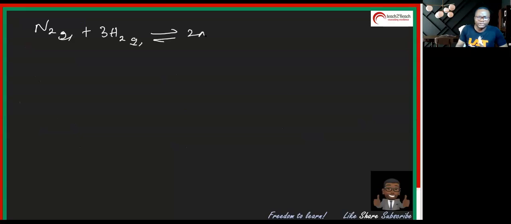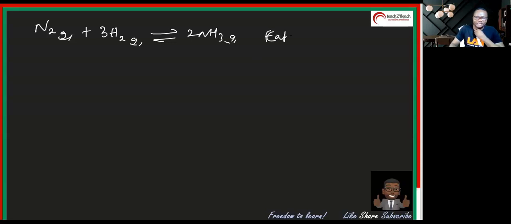Of ammonia. What is the catalyst used in the manufacture of ammonia? Let's see if you can recall that. That is an iron catalyst. Yes, you use an iron catalyst.